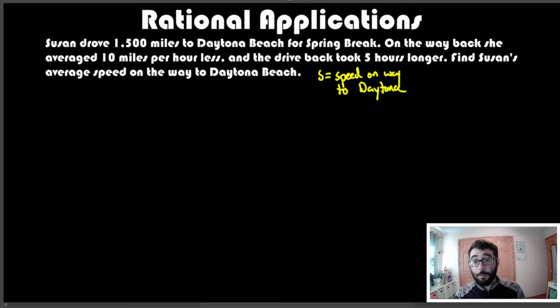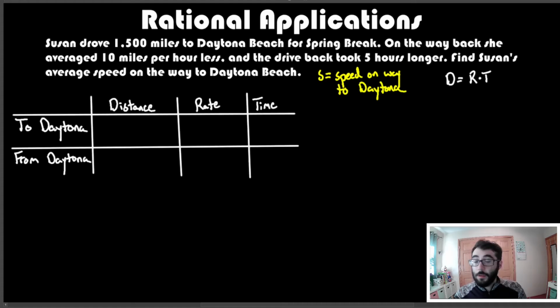First thing I'm going to do is set up our variable. I'm going to say S is the speed on the way to Daytona. That's what we're solving for. And we're going to go ahead and set up our table. So we set up our table, once again, distance, rate, and time. And in this particular problem, we have two differences, going to Daytona and coming back from Daytona. So that's where we're going to split it up. Now distance is the same, right? We went to Daytona, we came back from Daytona, it is 1,500 miles in each direction.